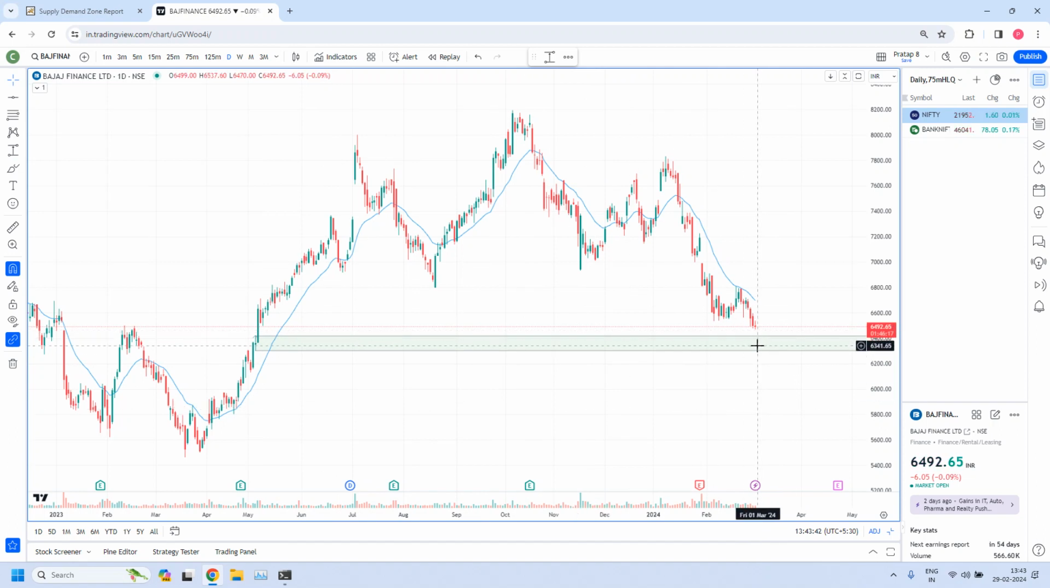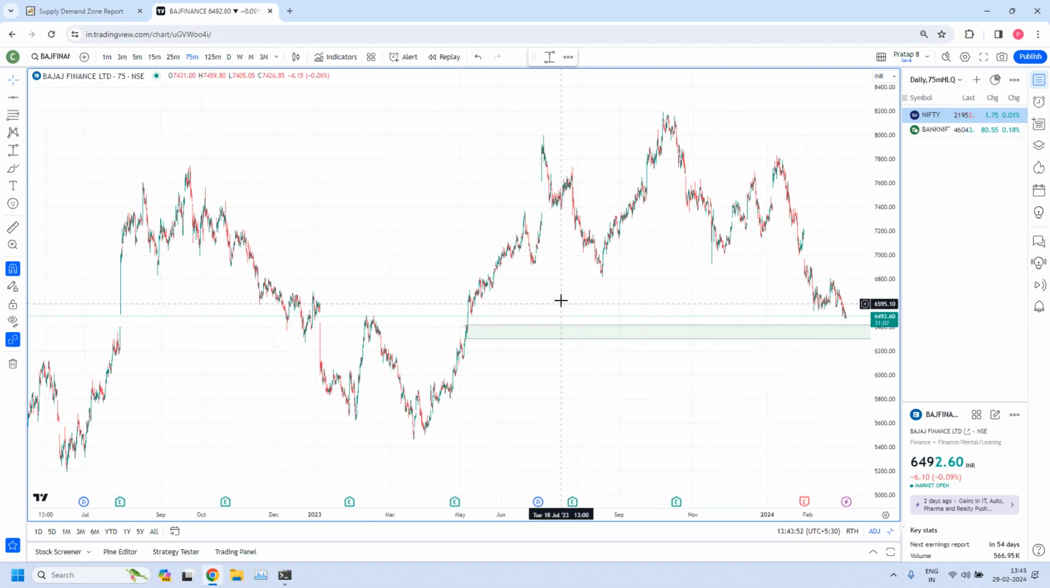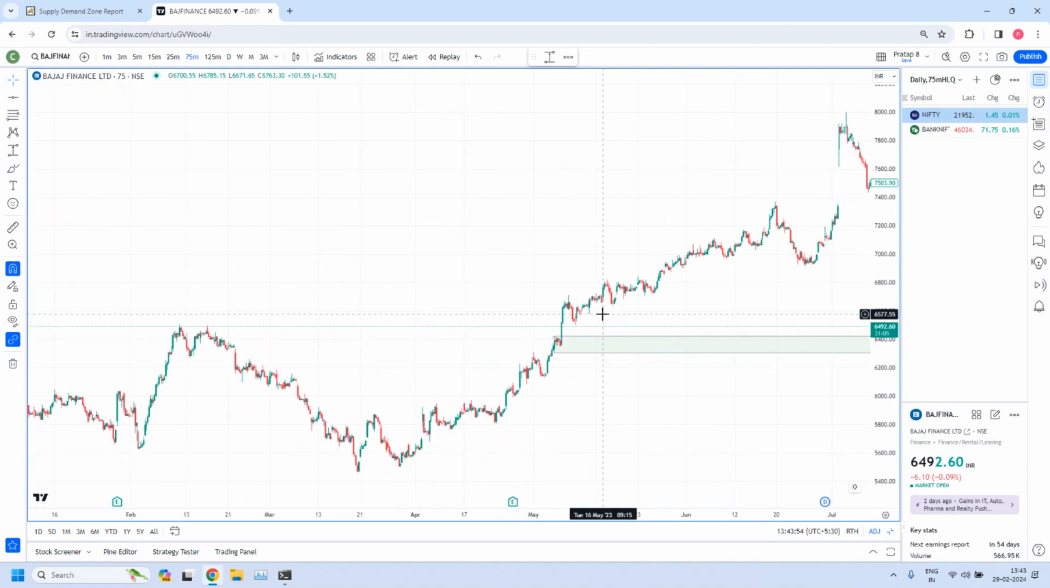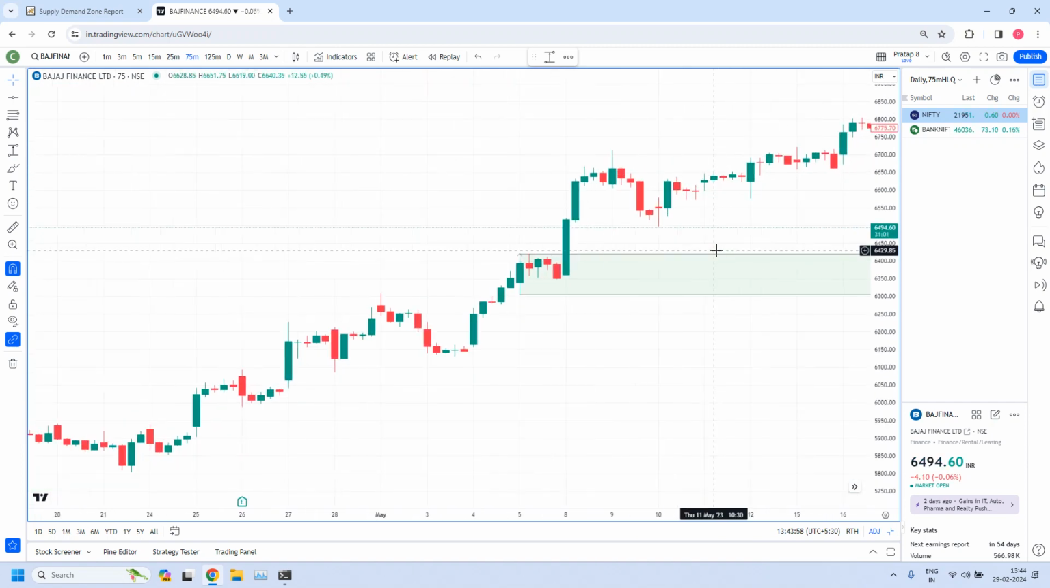Even today also we did not get entry in this zone. But anyway, here is how I fine tune. So from daily, I will go to 75 minutes time frame. In the 75 minutes time frame, is there any 75 minute zone?